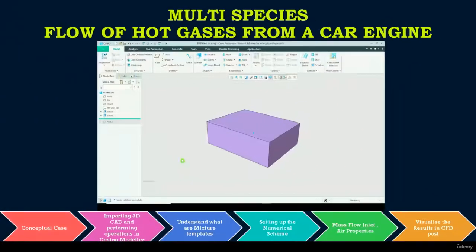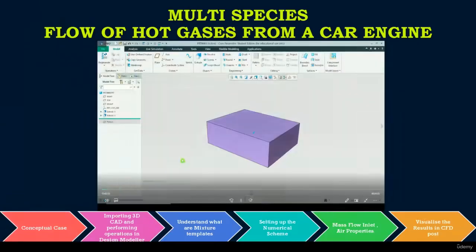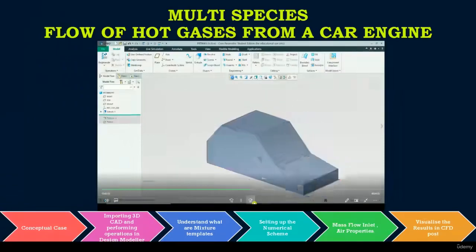The next project deals with the flow of hot gases from a car engine. This is a conceptual project. We will understand what the project to be solved is, or what the work to be done in this project is. We will work on the three-dimensional modeling. We will understand how the model is created in the Creo Parametric software.